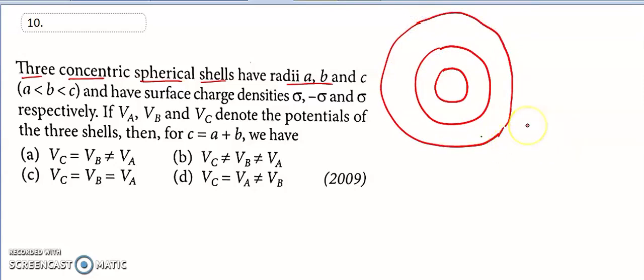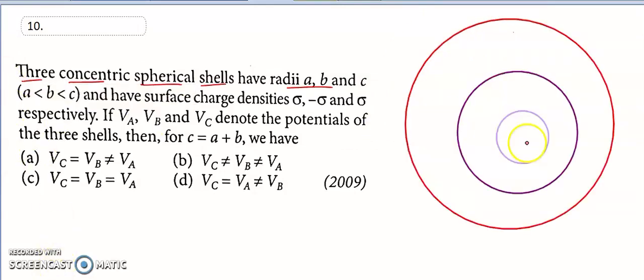Okay, so three concentric shells. Now the question is: this one is A, this one is B, and this one is C. The first one has surface charge density sigma, this one has minus sigma, and this one has plus sigma. So what is the problem?